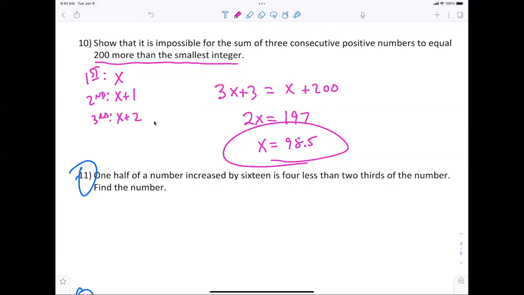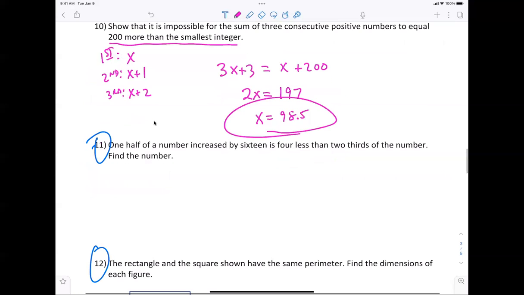All right, is everybody good with that? Can you just leave it up there for a second? If this was a question on a test, how would we show that it wasn't possible? You could now write 98.5 is not an integer. Therefore, it is impossible for the sum of 3 consecutive positive integers to equal 200 more than the smallest.